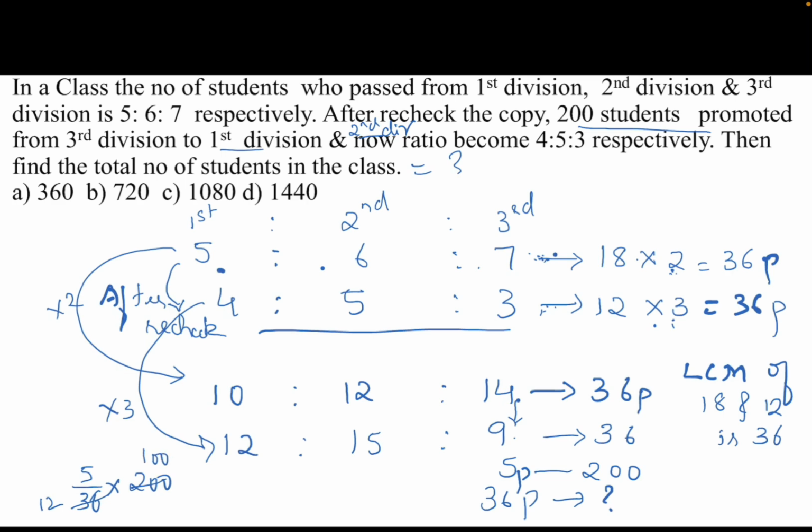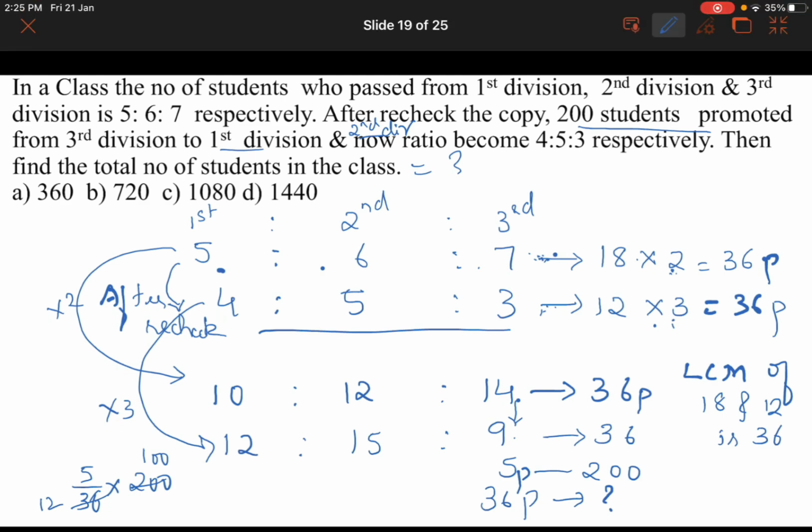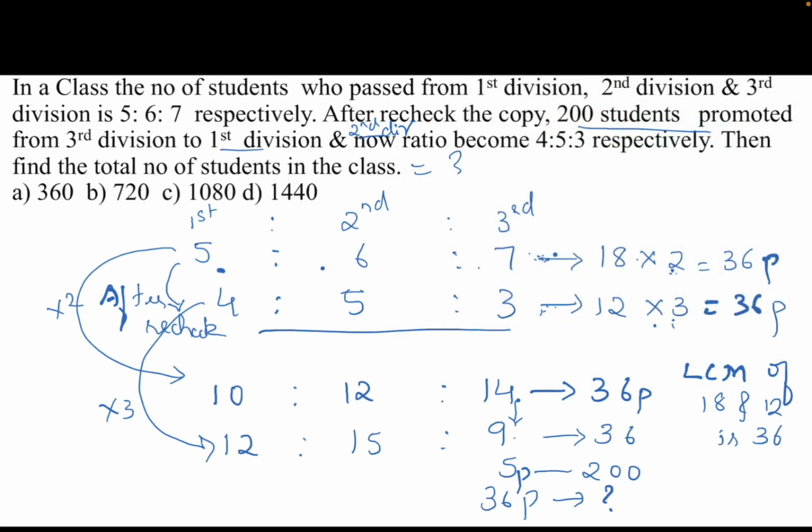Sorry, this should be 36 divided by 5, so it is 36 by 5 into 200. So 5 ones are 5, 40s are, so 36 into 40 is 1440. So the total number of students in the class is 1440. Option D is the answer.